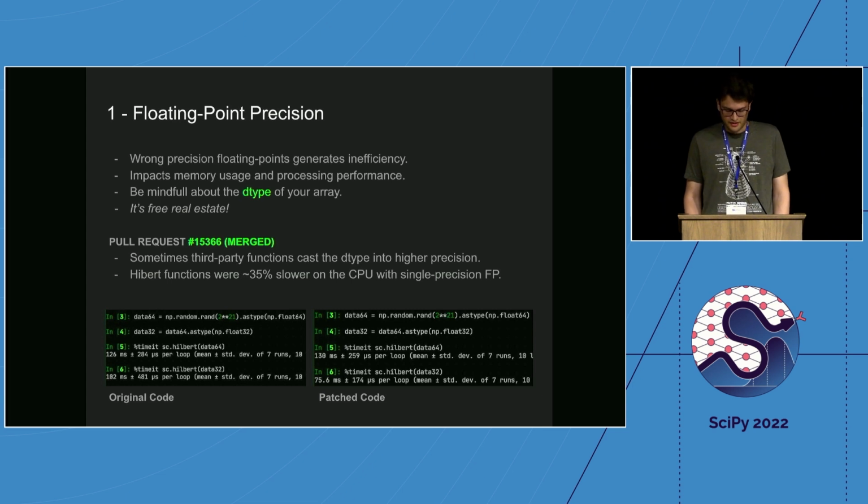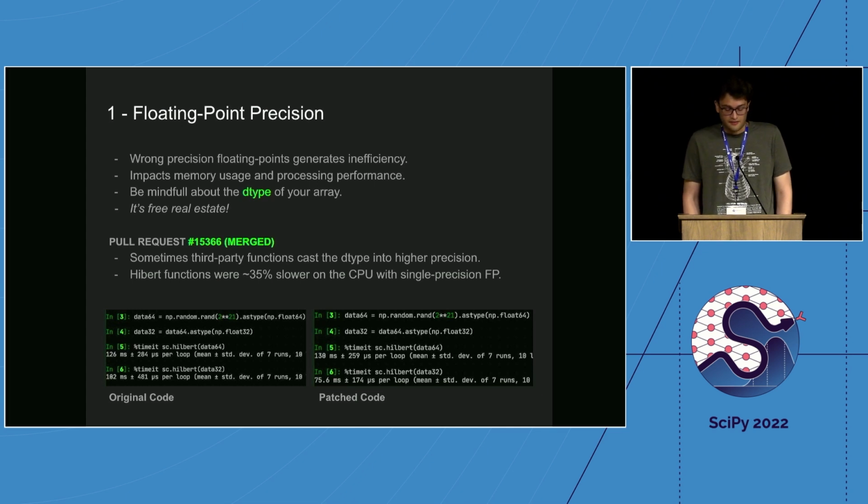Float 64 is way more precise, but will use double the memory, and will use more processing power. And also be mindful of the dtype of your array, because sometimes it will be created implicitly, and everything will be float 64 when you don't need it. If you use it, that right is really free real estate.